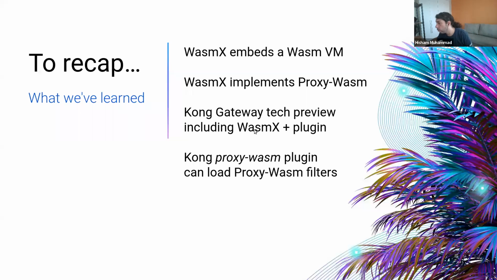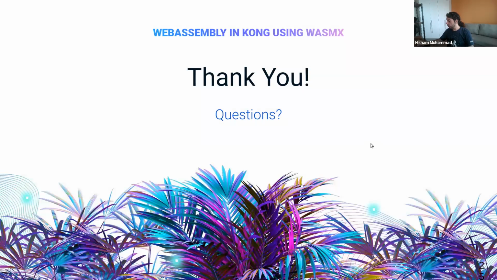So, to finish our recap, the Kong Gateway tech preview includes WasmX and the Proxy-Wasm plugin, so that you're ready to go and play with it and run Proxy-Wasm filters. Once you enable the Proxy-Wasm plugin in Kong, you're able to load those Proxy-Wasm filters. So this is how all the pieces fit together in the tech preview that we currently have. That's what I had for today, and I think we'll now move to questions.